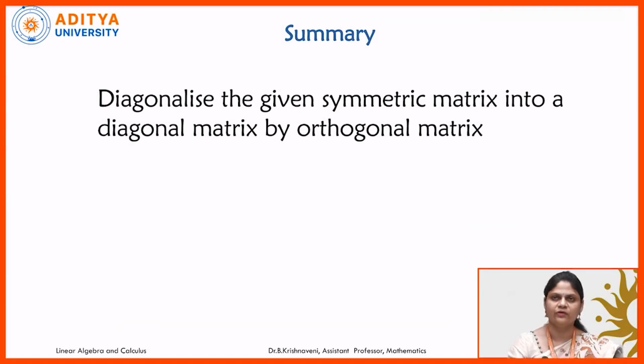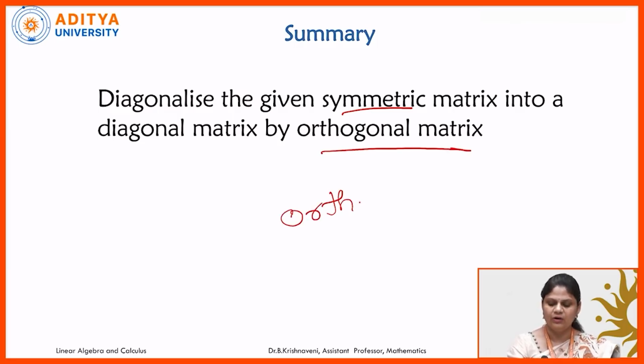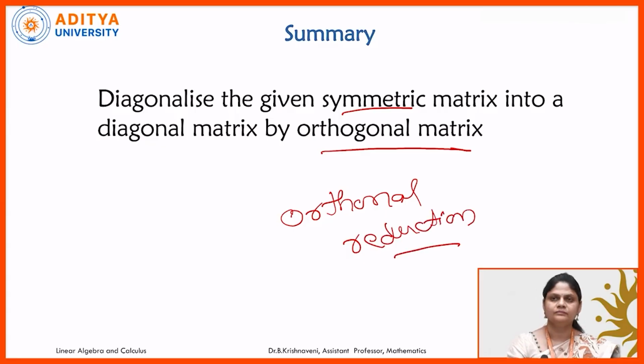Hence, in this lecture, what we did is the diagonalization of the given symmetric matrix. That means we converted the given symmetric matrix into a diagonal matrix by means of orthogonal reduction. In order to do the orthogonal reduction, first we need to see whether the given matrix is symmetric. Then you can apply orthogonal reduction. Finally, you can calculate the diagonalization of that matrix using an orthogonal matrix, which we call orthogonal transformation or orthogonal reduction. Thank you.